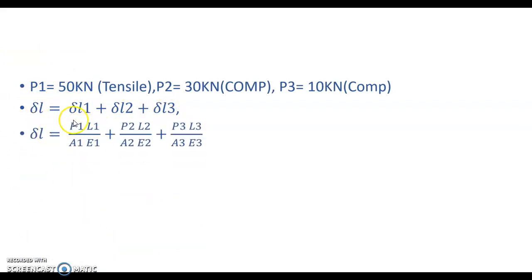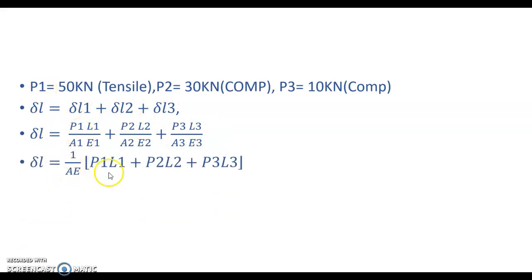So total deformation we will get by this. The next formula is P1 L1 upon A1 E1, plus P2 L2 upon A2 E2, and P3 L3 upon A3 E3. A E is the same, right? Because the bar is the same, and the material is the same throughout the length. So definitely the E value will be the same. Area is also the same, right? There is no difference in areas, because it is the same continuous bar. So only the forces and lengths differ. So let's see how it is calculated.